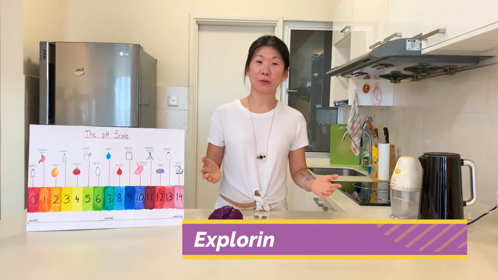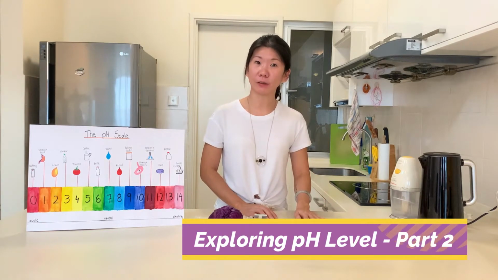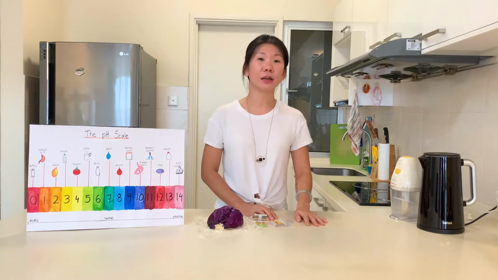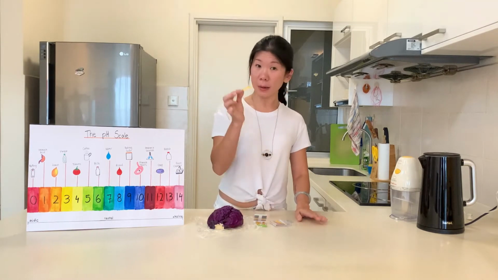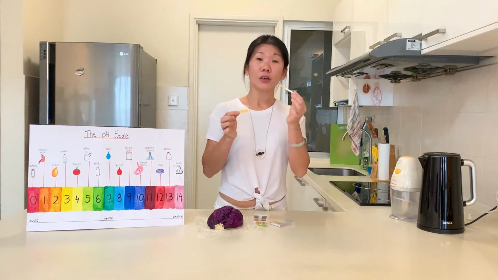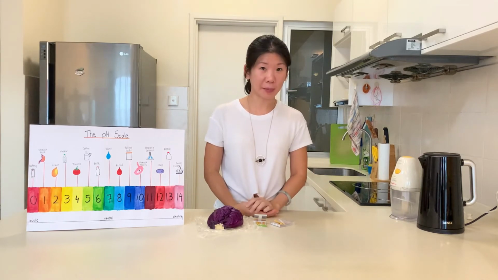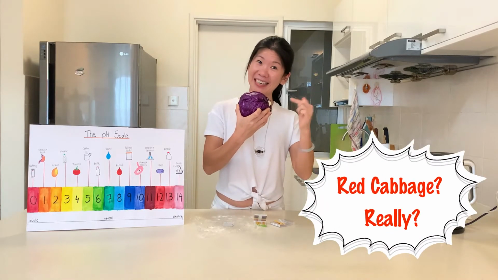Welcome to a new segment where today I will continue to do another experiment on exploring pH level. In the last video, I did an experiment on exploring pH level on the food and things that we eat and use on an everyday basis. I did that using a litmus paper and a universal indicator. Today, I'll be doing the same experiment, but this time using a red cabbage as a pH indicator.